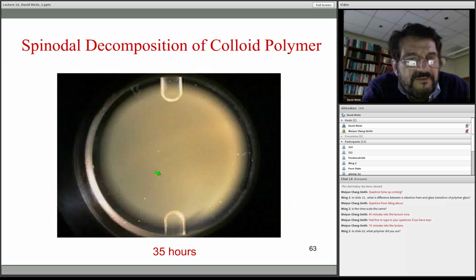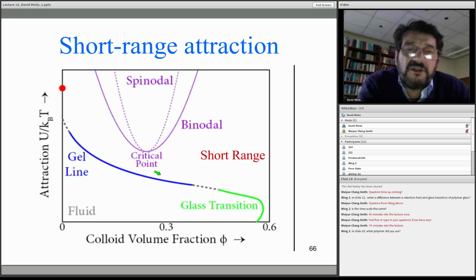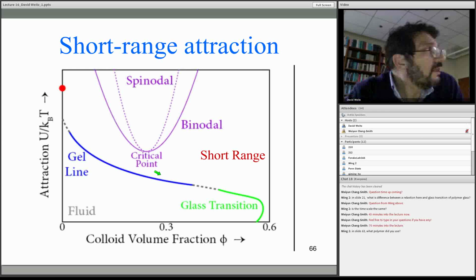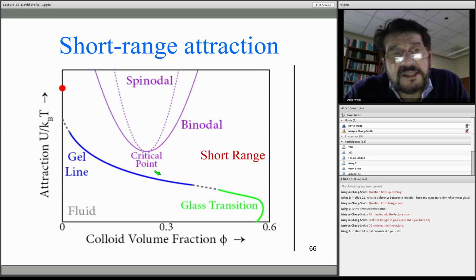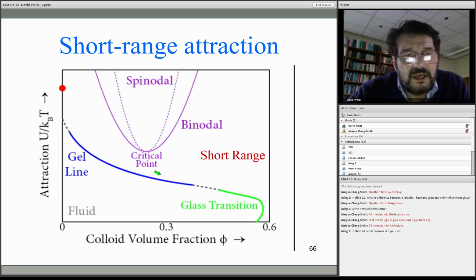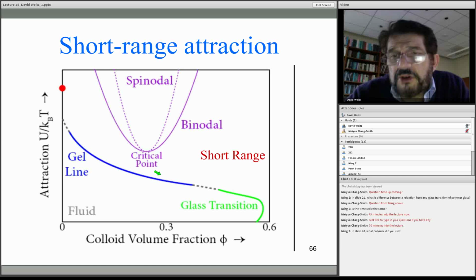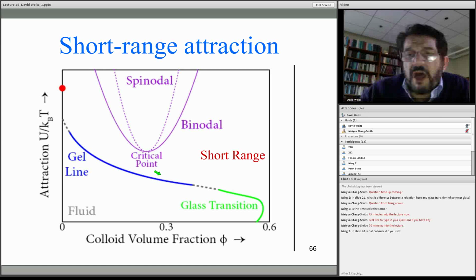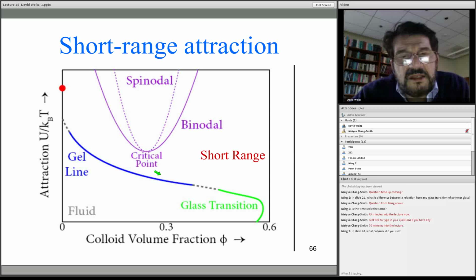Yeah, what polymer did we use? I believe it was polystyrene, but I'd have to check. I don't really remember. It's some inert random coil polymer in the solvent that was made to index match the colloids. And I think it was polystyrene, but I'd have to check what it was.